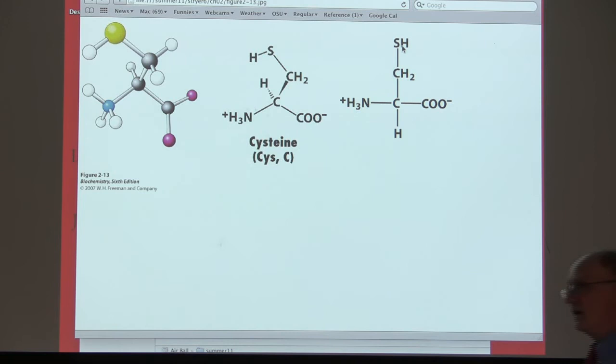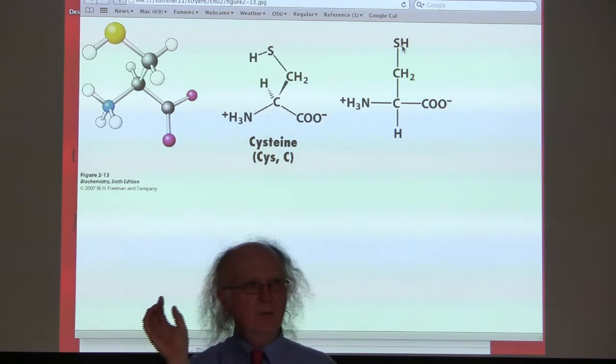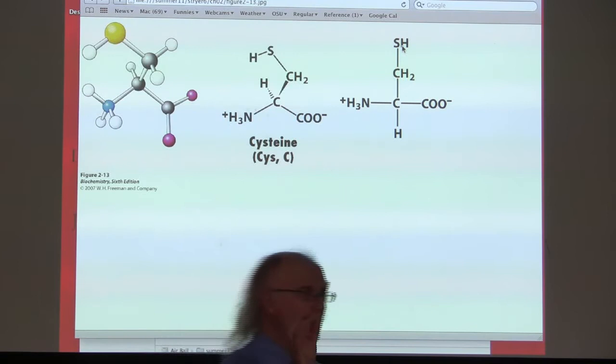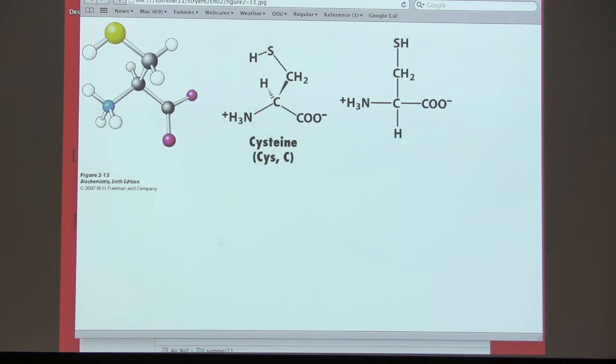Now, that's not the main reason that cysteine is interesting. Cysteine is interesting because that sulfur is fairly reactive. It really likes to bond with another sulfur. If I take two SHs and put them together, the H's will disappear and I'll make a covalent bond between the two S's called a disulfide bond. That's a covalent bond that didn't exist before, and we'll see in protein structure that's very important. So cysteines play very, very important roles in protein structure.